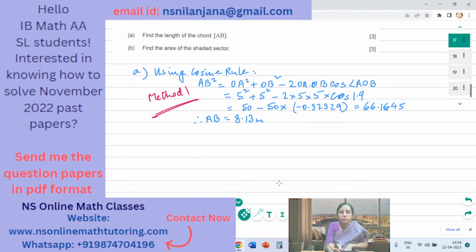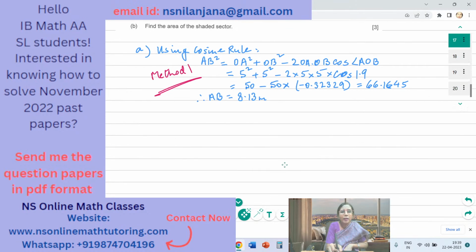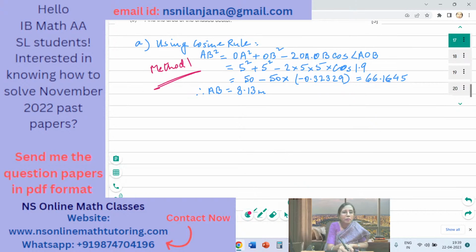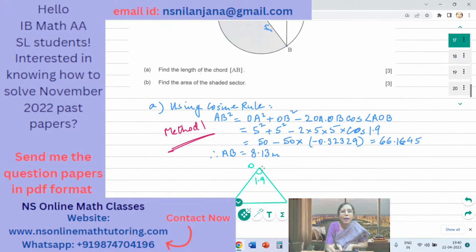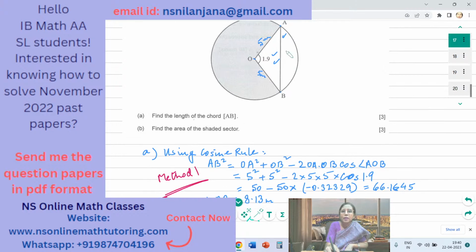What is method 2? Let us draw a triangle. I'm drawing an isosceles triangle, of course not to scale, and this is 1.9. This is A, this is B, and this is O. See, I have drawn this triangle AOB, this one.